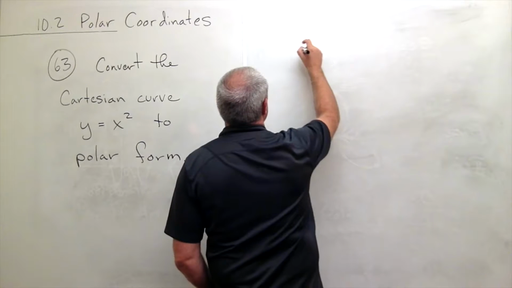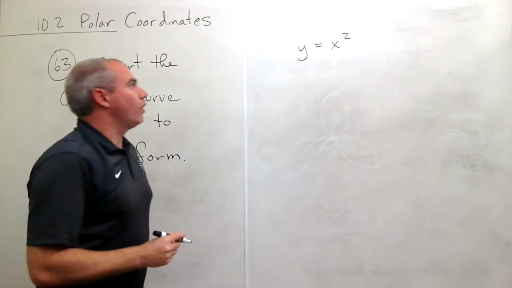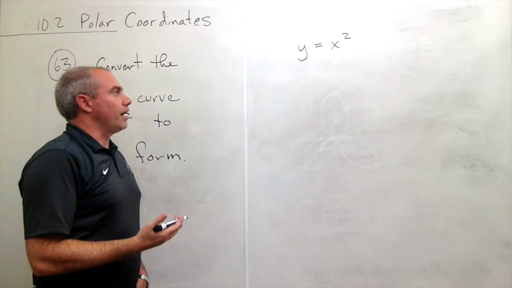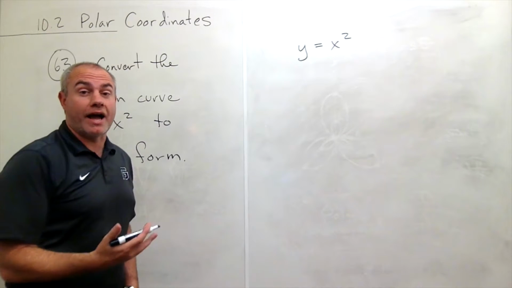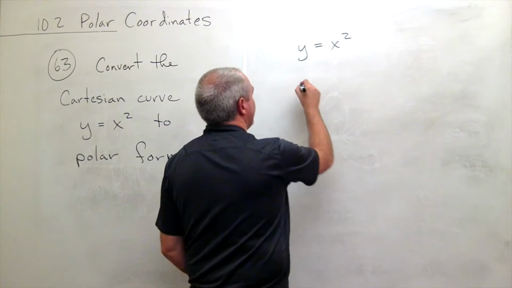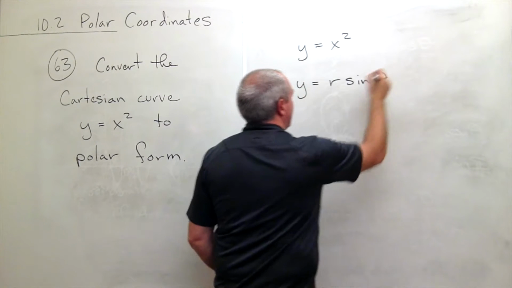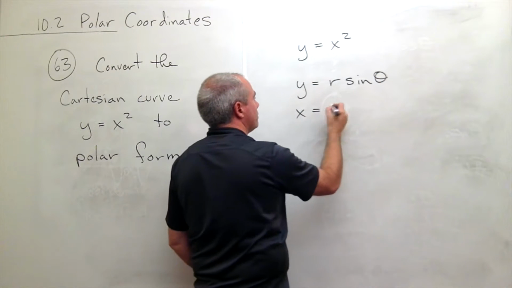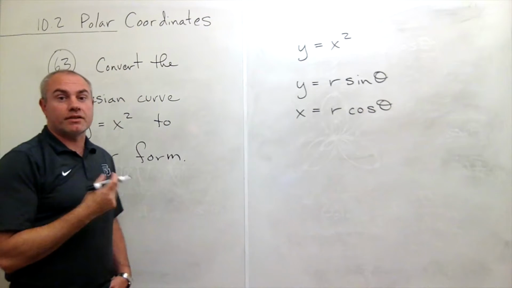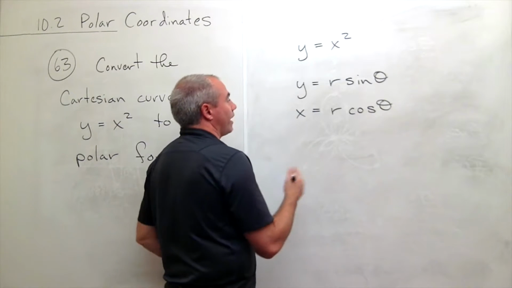Let's rewrite our curve. We've got y equals x squared. What I'd like to remember is what various things convert over to polar as. The two equations that I'm really interested in right now are that y is equal to r sine theta and that x is equal to r cosine theta. Using these two formulas, I can rewrite this rectangular curve as a polar curve.